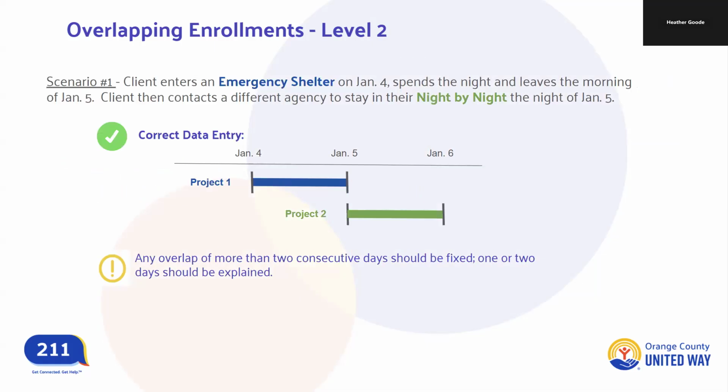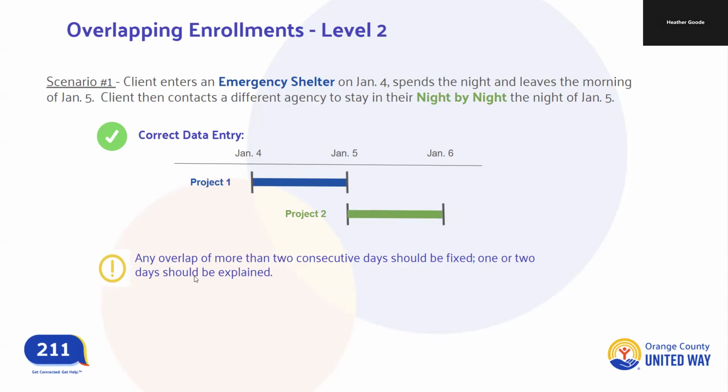So in our scenario, we have a client who enters an emergency shelter on January 4th. They spend the night and they leave the morning of January 5th, and then contact a different agency to stay in their night by night project the night of January 5th. So you can see the correct data entry here.